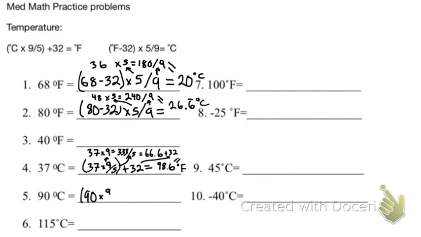The next problem I'll work is this 90 degrees Celsius. I'll plug it into our Celsius to Fahrenheit equation, which you'll be given. 90 times 9 is 810, divided by 5 is 162, plus 32, 194 degrees Fahrenheit. Please pause the video now and try and work problems 6, 9, and 10 on your own.